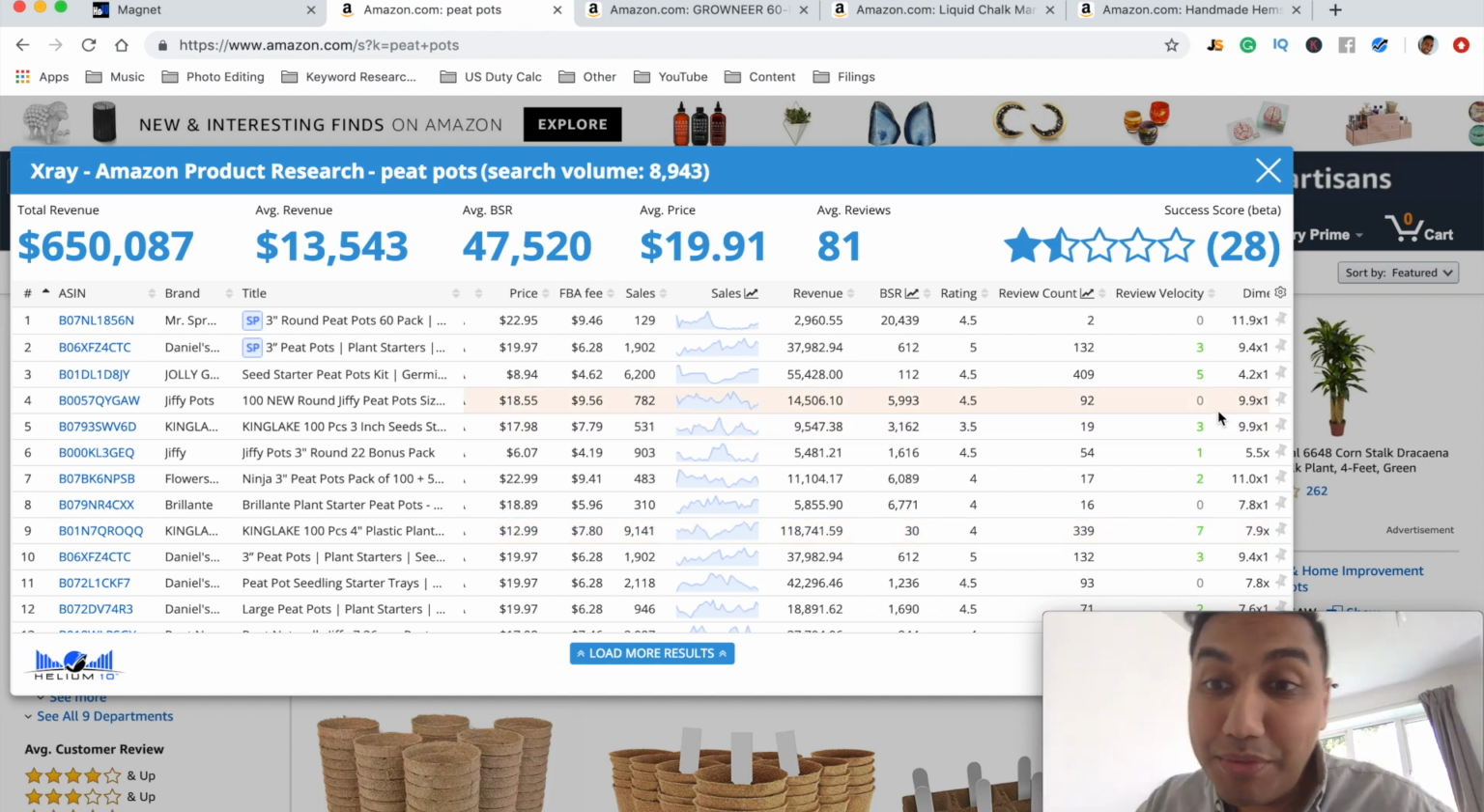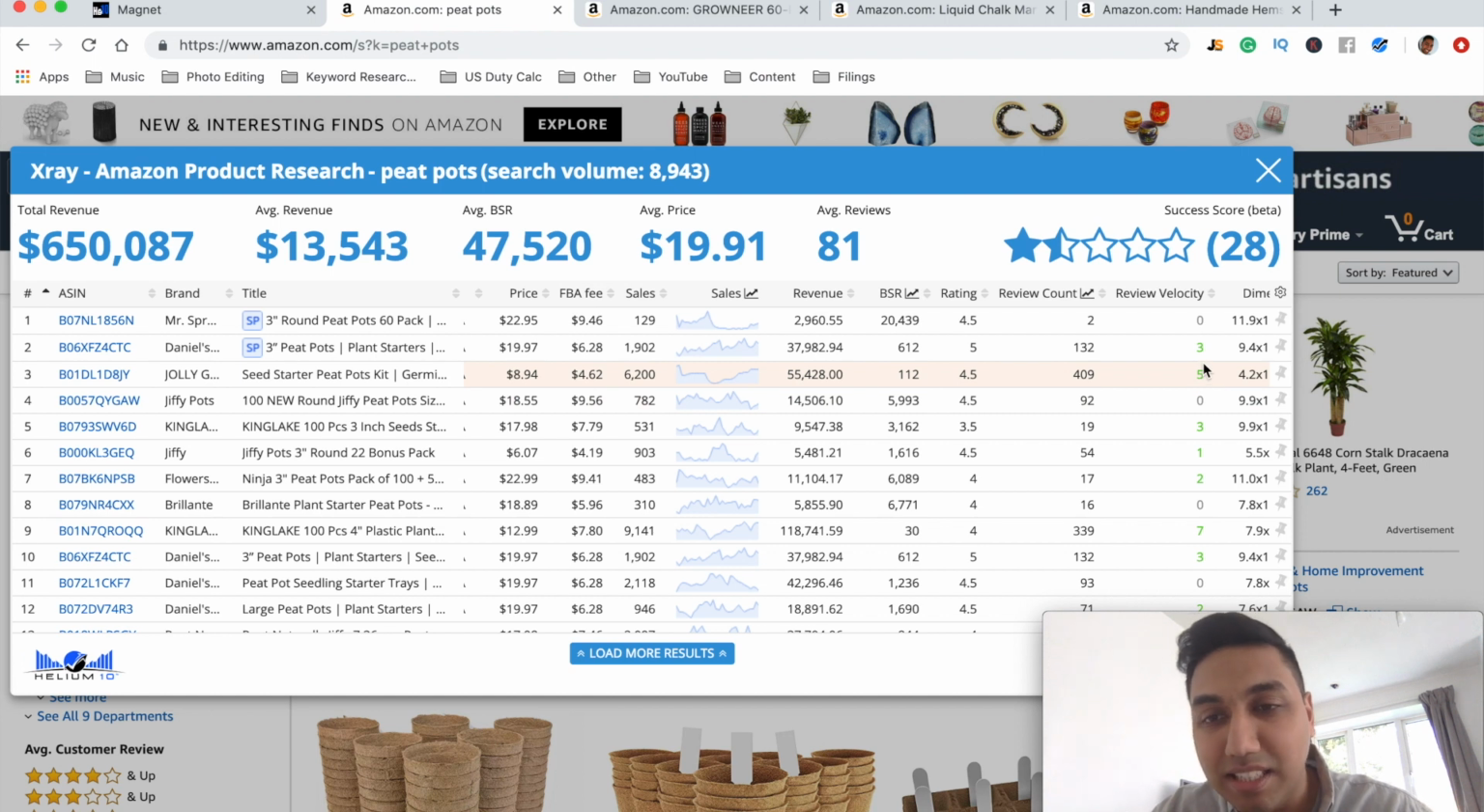So let's quickly look at the review velocity. This is definitely something that nobody has on the market. Only the Helium 10 Xray Chrome extension has this, and this is really important to look at. So this gives you a really good understanding of how quickly somebody is growing based on their reviews. So as you can see here, this person has received 3 reviews in the last month.